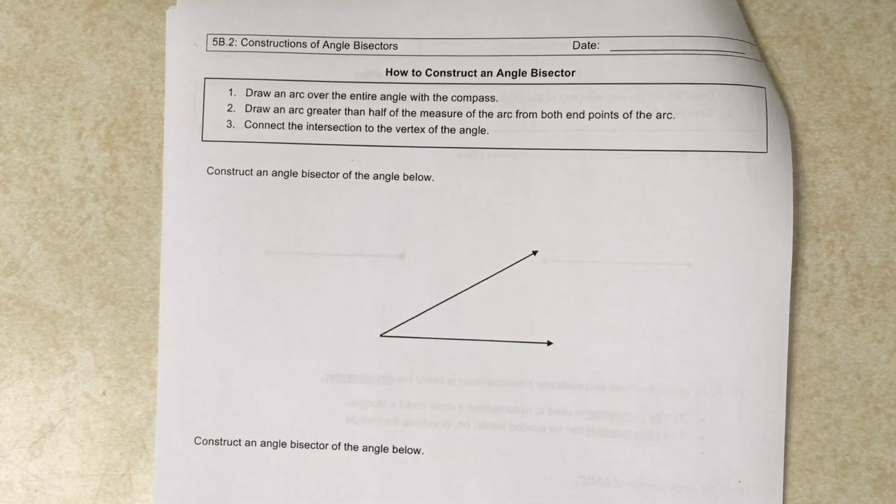This video corresponds with section 5B.2, and this video will explain how to construct an angle bisector. One thing to remember about the angle bisector, it's simply a line that cuts an angle in half. So what this video will demonstrate is how to exactly do that when you are given a pre-made angle.